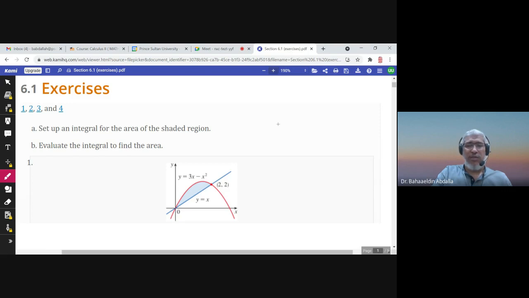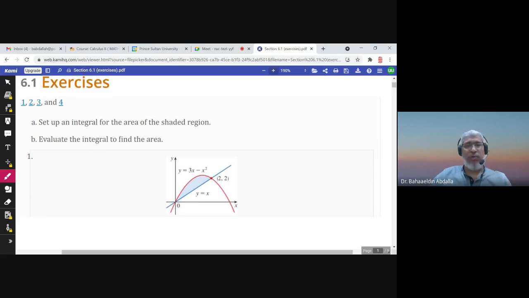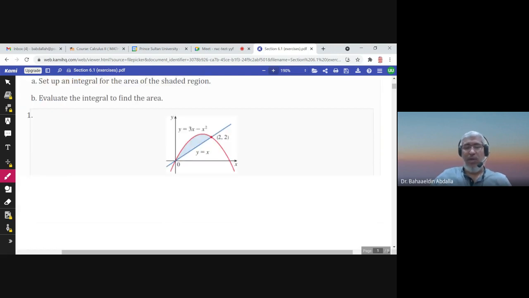These are some exercises about section 6.1, area between two curves. Set up an integral for the area of the shaded region and then evaluate the integral. Well, I will set the integral. I will leave the evaluating for you because we studied how to evaluate definite integrals in chapter 5.